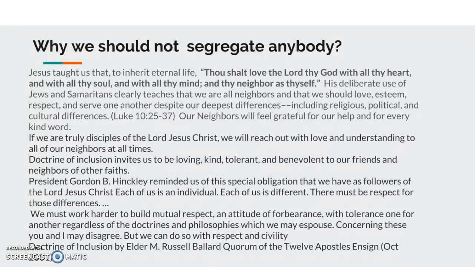Elder M. Russell Ballard, from the Quorum of the 12 Apostles, in his speech Doctrine of Inclusion, invites us to be loving, kind, tolerant, and benevolent to our friends and neighbors of other faiths.